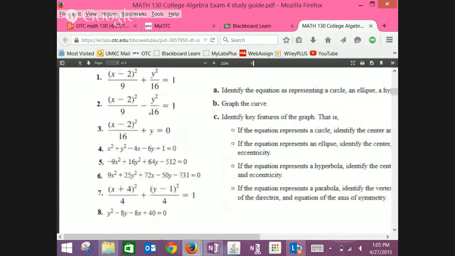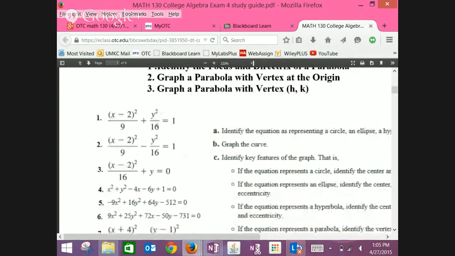Correct. 3 is a parabola. I don't know if we said ellipse. Sorry. Yeah, it would be a parabola. It's only one of them squared. They're both squared. So 1, 2, and 3 gives you examples of ellipse, hyperbola, and parabola.